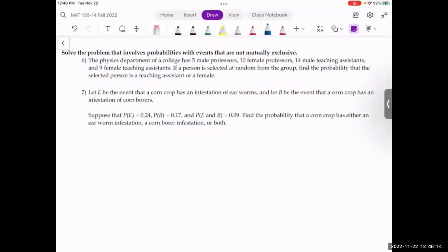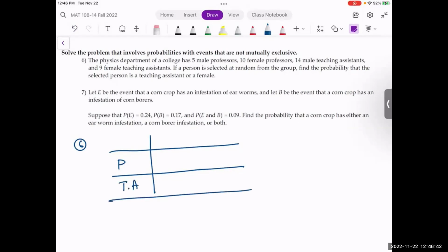All right, so again, what you need to do here is a table. This is number 6. We have a professor ranking, and we have a teaching assistant ranking, right? And in each ranking, we have two categories. We have the male and we have the female, right?